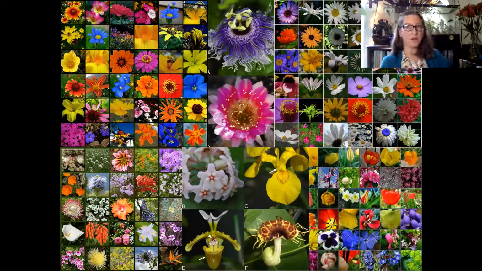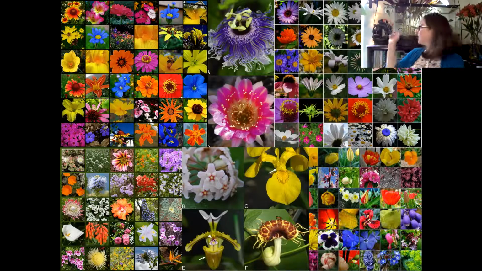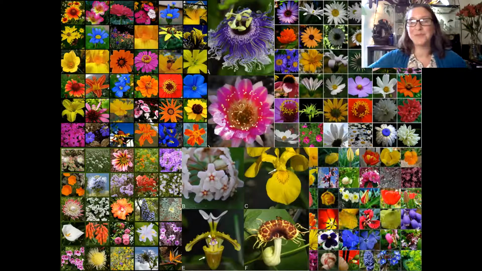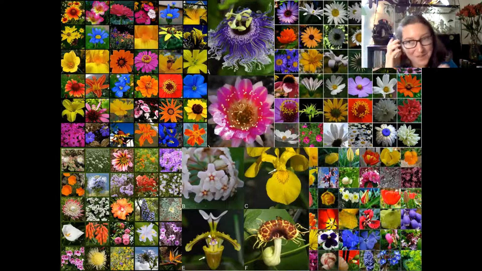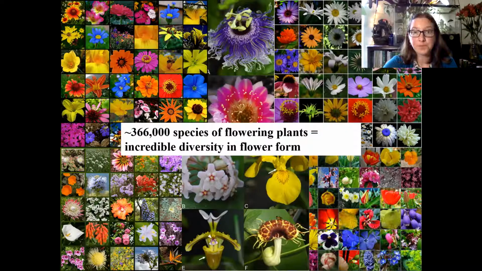I even got a couple flowers here for you guys, just to brighten up the mood. Little guy here. So there's tons of flowers. I mean, there's like 370,000 of them, right? So a lot of different diversity, different shapes, different colors, different sizes, different smells, all that. So really, really cool. There's just a few here on this slide. Incredible diversity in flower form.